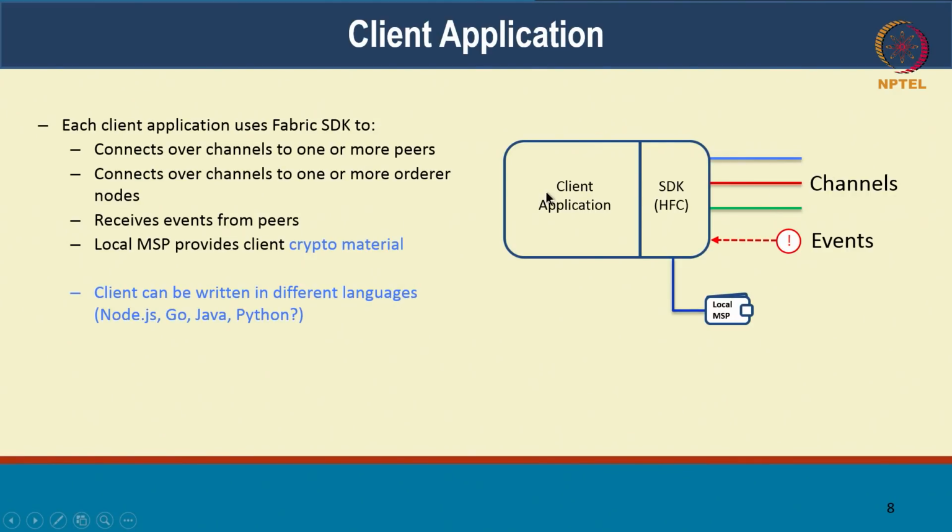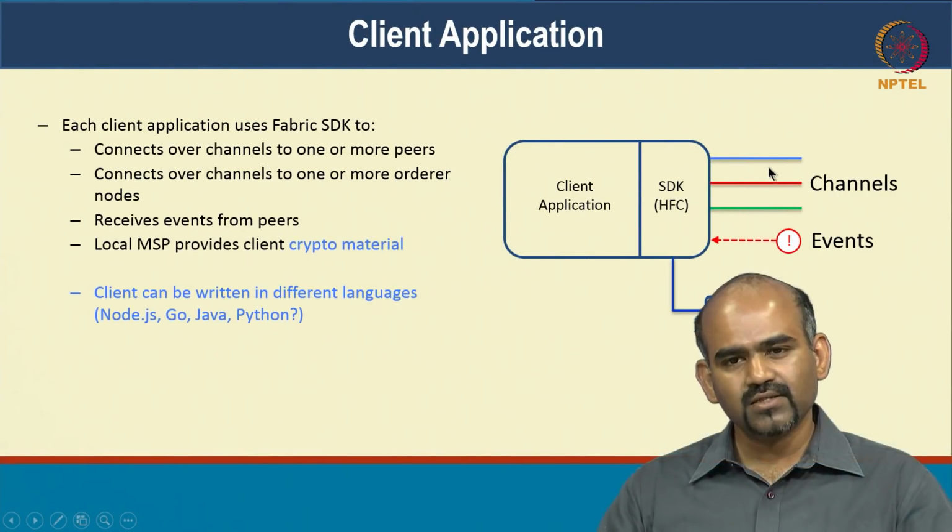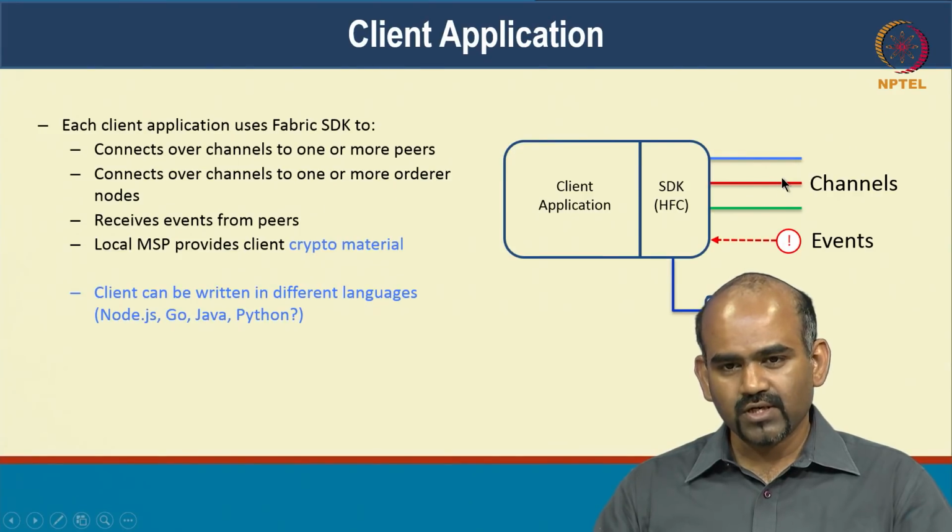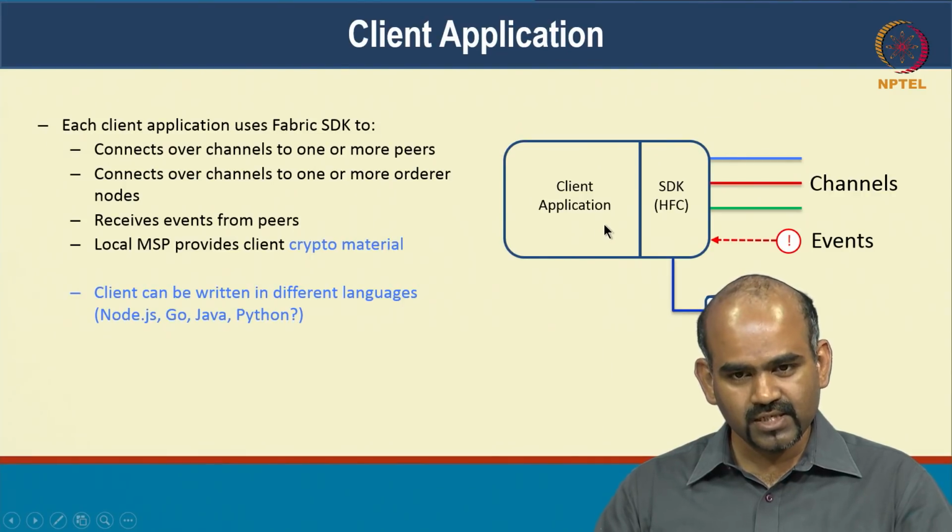Based on the channels, the client might also have to communicate with one or more ordering services. So the blue and red might be using one ordering service, green might be using another ordering service. So the client application has to be aware of the ordering services. And all this information is available in the Genesis block, like I mentioned. So who are the peers in the channel, who are the ordering service, what is the ordering service, all of that information is available to the client application in the Genesis block.